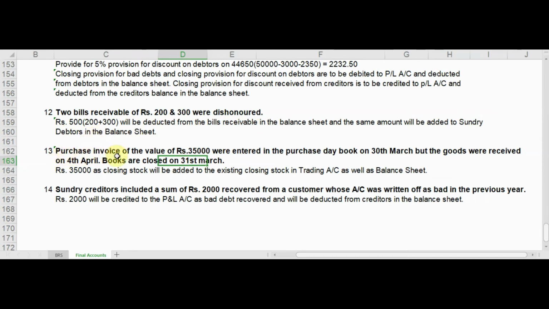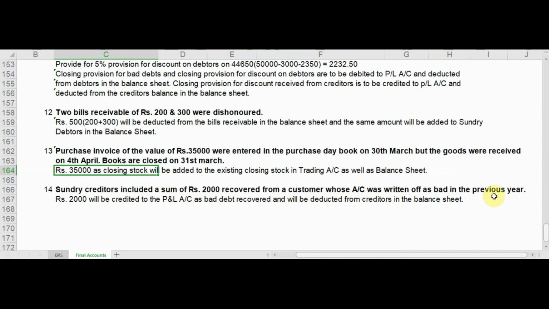Number 13, purchase invoice of the value of rupees 35,000 was entered in the purchase day book on 30th March, but the goods were received on 4th April and the books are closed on 31st March. Now, rupees 35,000 as closing stock will be added to the existing closing stock in trading account as well as the balance sheet.